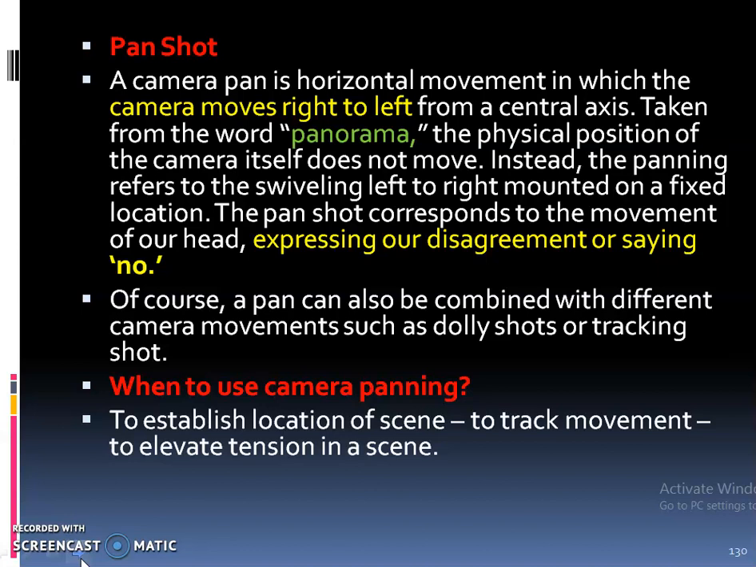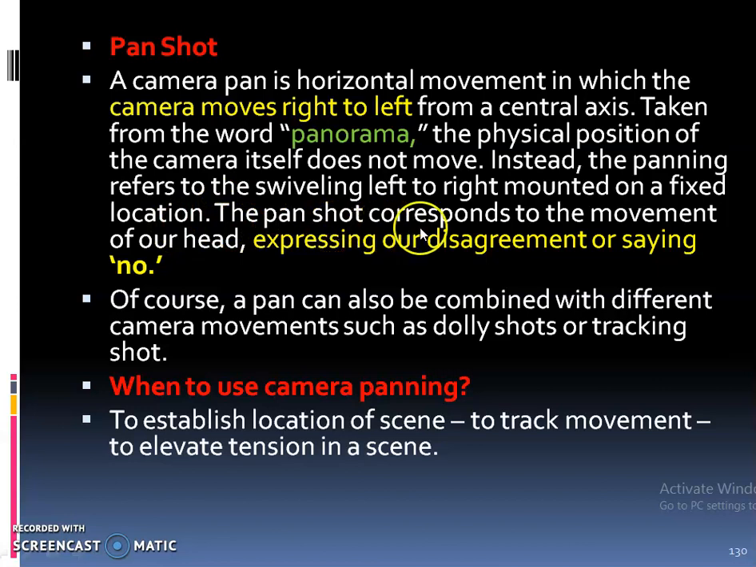And the next type of movement is pan shot. A camera pan is a horizontal movement in which the camera moves right to left from a central axis. Taken from the word panorama, the physical position of the camera itself does not move. Instead, the panning refers to the swiveling left to right, mounted on a fixed location.